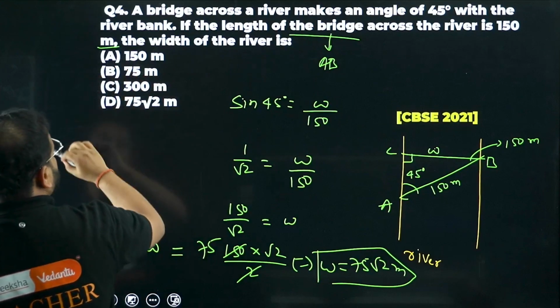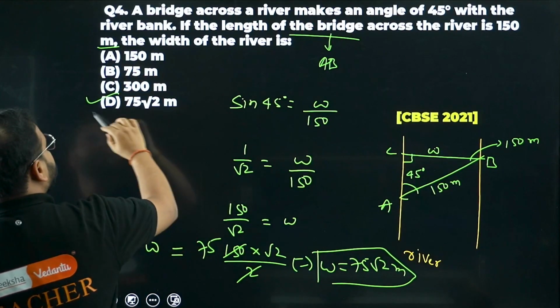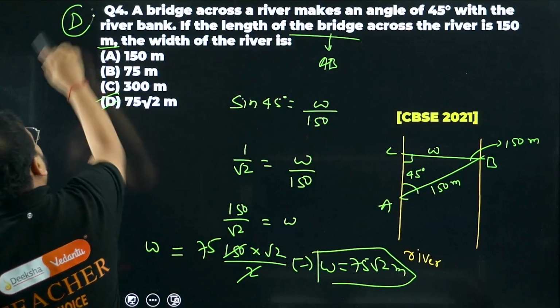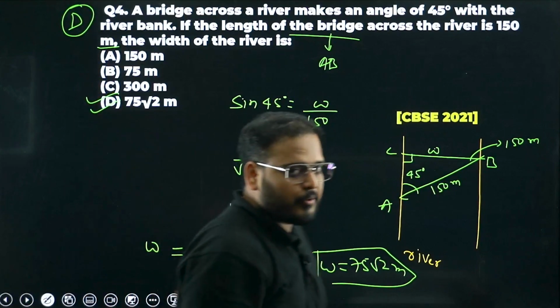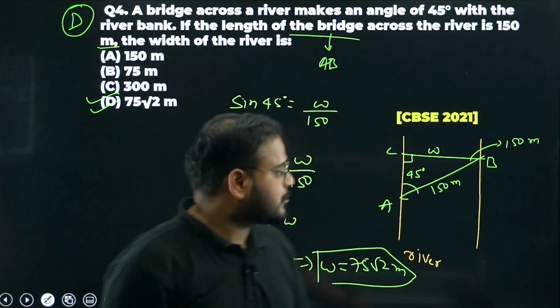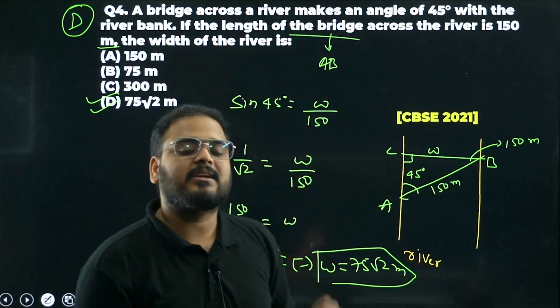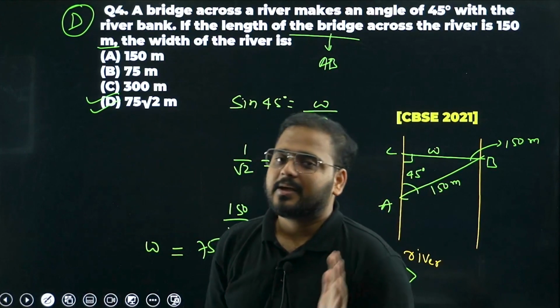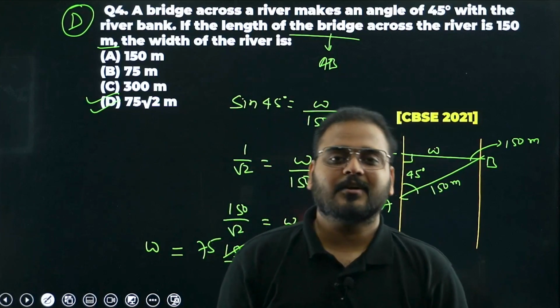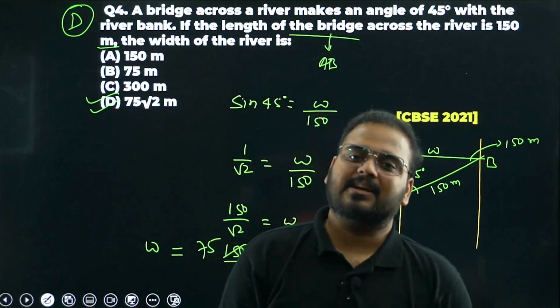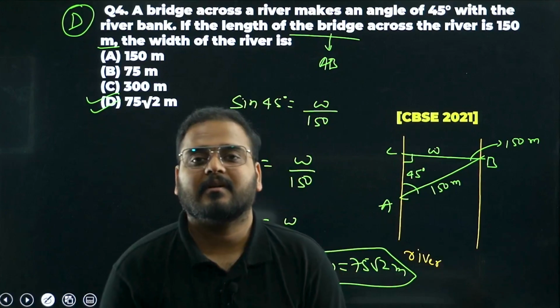So the answer is option number D. Please check, option number D. A very good question. It's difficult for students to make this figure. I told you, the only thing that matters in heights and distances, in the application of trigonometry, is the figure part. Once you get the figure right, you are done. That is it. So make sure that you are getting the figure right all the time.